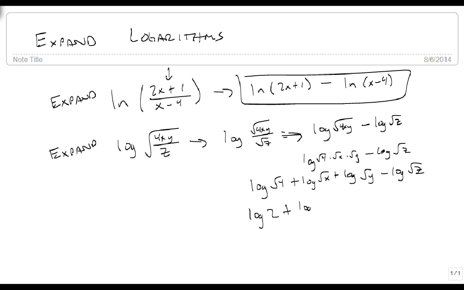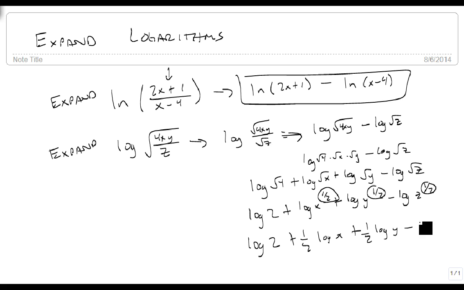But remember that the square root of x is the same as x to the 1/2, plus the log of y to the 1/2, minus the log of z to the 1/2. So I need to move all of these 1/2 powers to the front. So, well, this one didn't have one, log 2 plus 1/2 log x plus 1/2 log y minus 1/2 log z. And I've now fully expanded this.